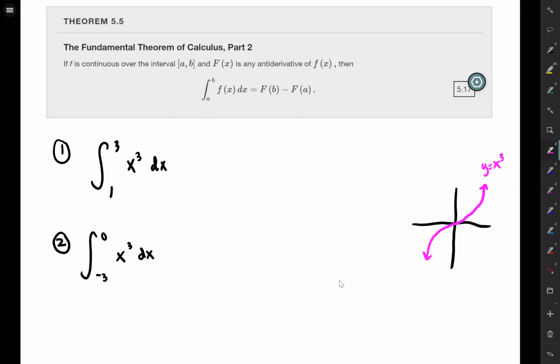Okay, hello everyone. Now I want to look at the fundamental theorem of calculus part 2.